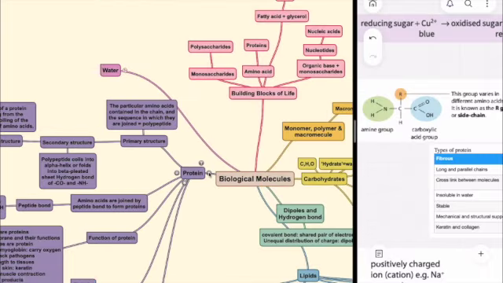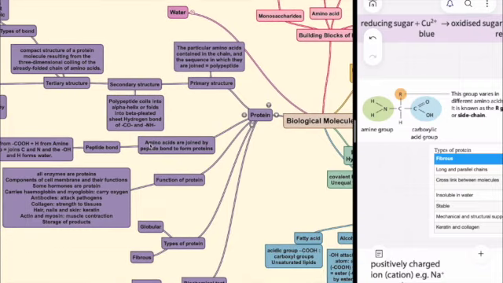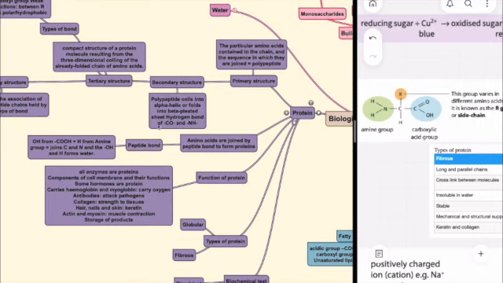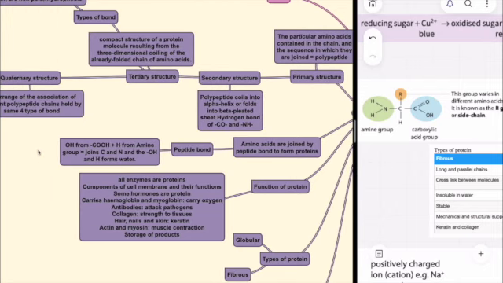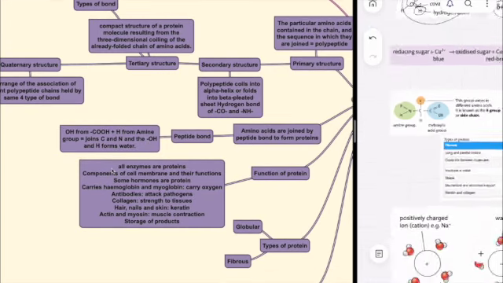Next, we will look into protein. Proteins are amino acids that are joined by peptide bonds. So what is a peptide bond? A peptide bond is formed when OH from the COOH and H from the amine leave, joining C and N, and form water.